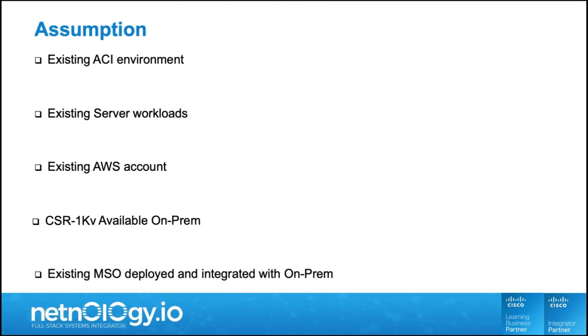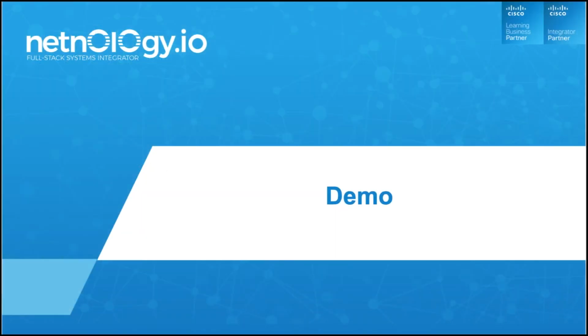The assumptions in this demonstration are there is an existing ACI environment, existing server workloads, an existing AWS account, a CSR 1KV available on-prem, and an existing multi-site orchestrator deployed and integrated with on-prem ACI Fabric. Let's get started with the live demonstration.